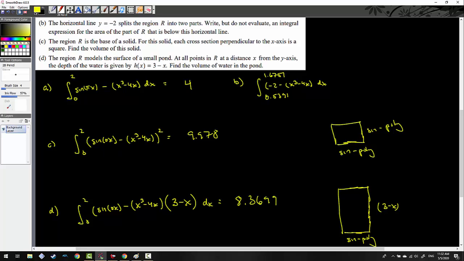And I believe that will wrap it up for this problem. Again, pretty straightforward FRQ. It's just basic volumes. I think the hardest part is getting used to the calculator.